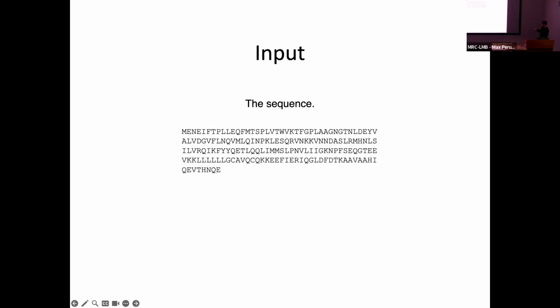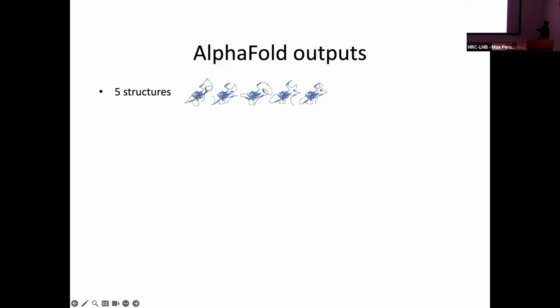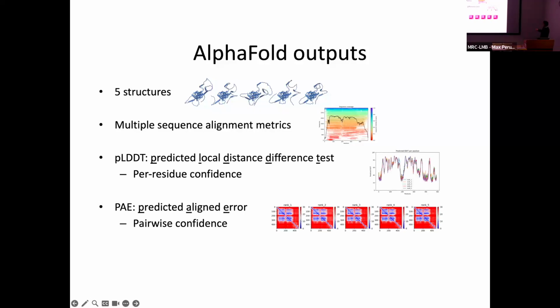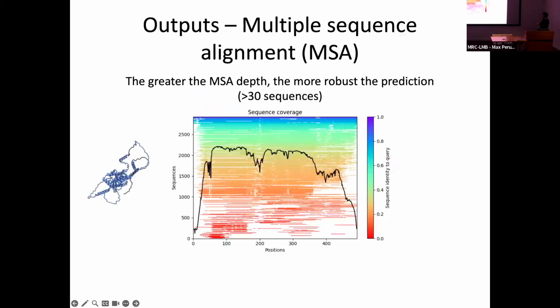The input is just your sequence. You don't need to purify protein. You need to crystallize nothing. Just an email from somebody. And the output is going to give you the top 5 hits that it thinks are the best results. It's also going to give you some metrics for the multiple alignments used. It also gives you confidence predictions. There's a per-residue confidence, which is used for the secondary structure, and a pairwise confidence used for the interaction between domains or between different proteins.